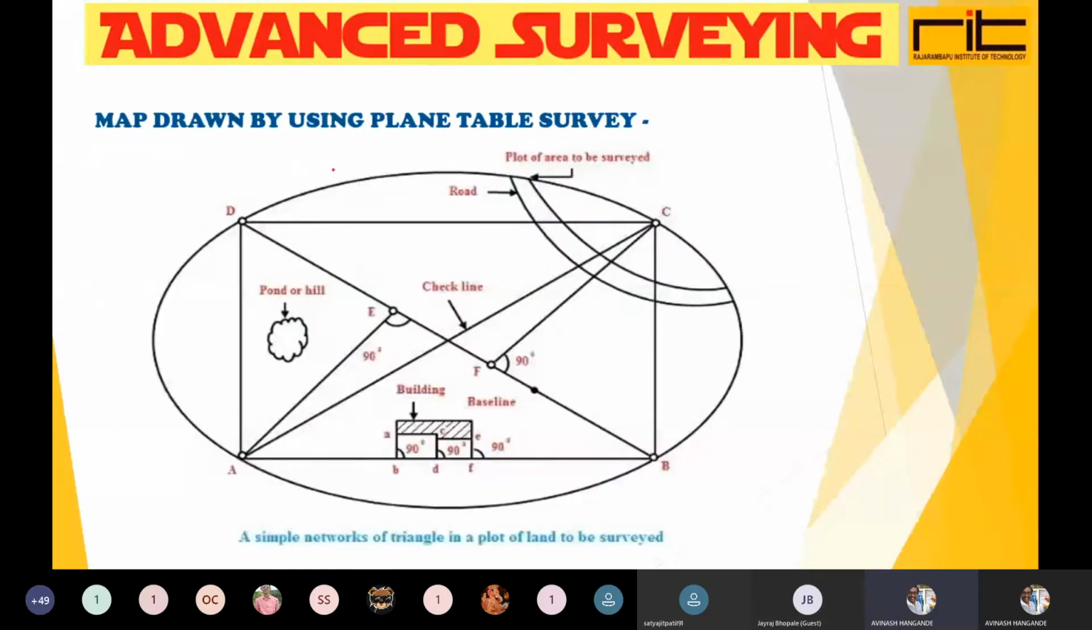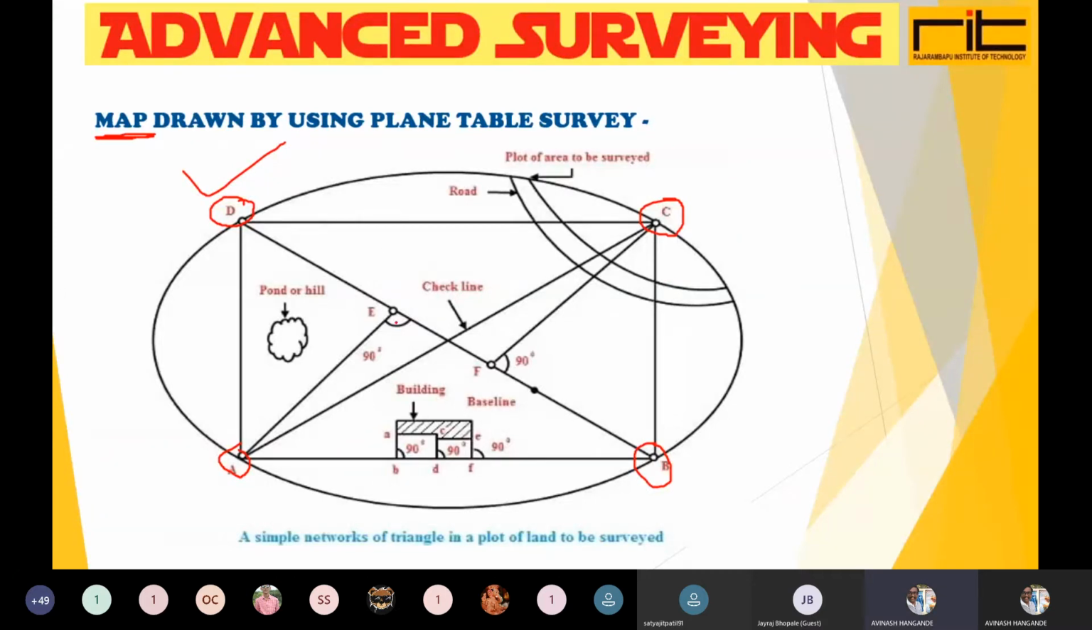So what is the outcome? That outcome is nothing but the map. Using this plane table, we are preparing a map, and that map looks like this. These are our main station points, where we have to fix our plane table. On this station point, we have to fix our plane table.